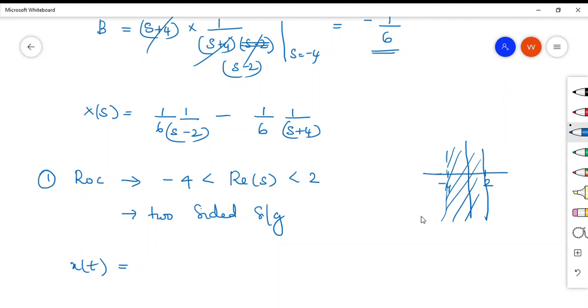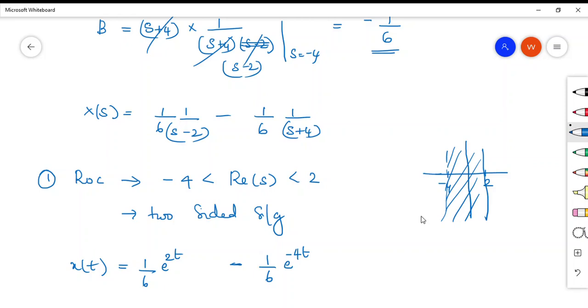Now is it for this particular term or this particular term? We don't know. So first you just write the inverse transform. That is, if this is s minus 2, so 1 by 6 into e raised to 2t will come, minus 1 by 6 into e raised to minus 4t should come. Now whether u of t is coming here or there, we have to see. Again, from the property of region of convergence, if the ROC is right of the rightmost pole, it will be a right sided signal.